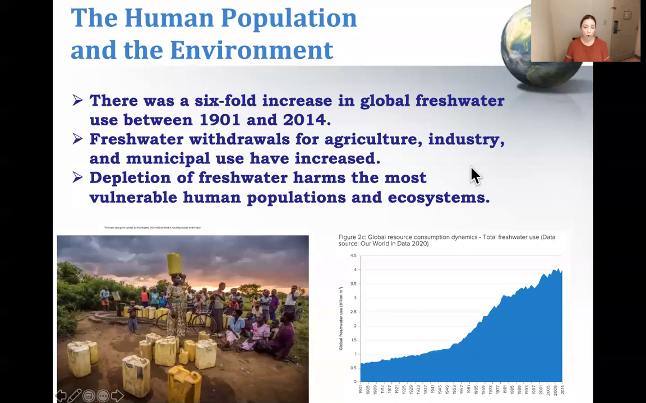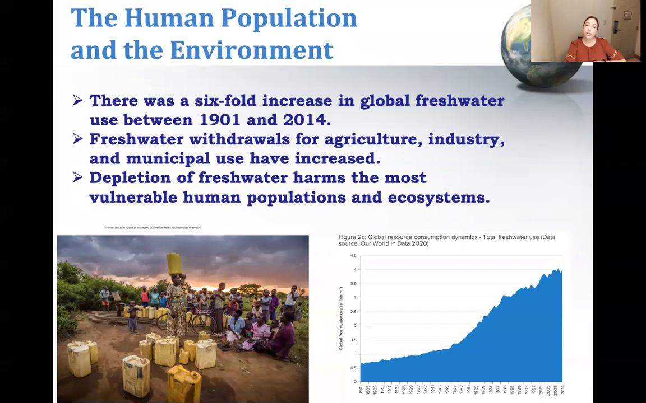Now let's look at freshwater use. There was a six-fold increase in global freshwater use between 1901 and 2014. Now that is related to human population size, of course. So as their number of people increase, freshwater use also increases. And there's several reasons for that. Agriculture, right? We need to produce more food, that takes more water.